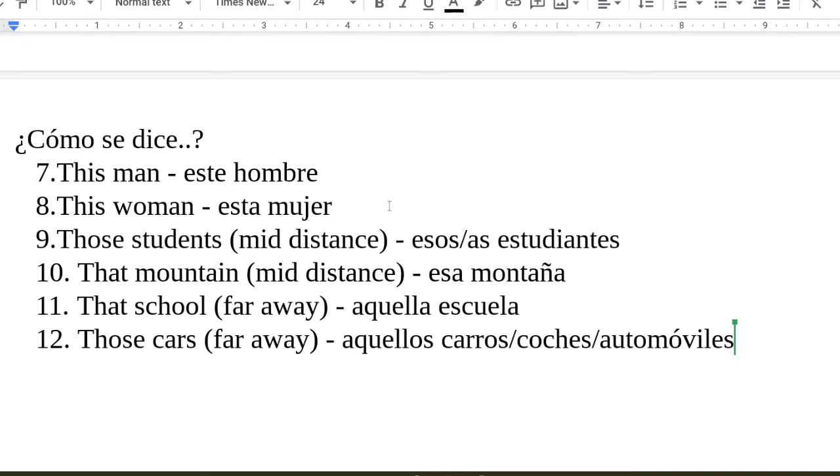That mountain would be esa montaña. That school, like really far away, would be aquella escuela. And then those cars would be aquellos carros or coches or automóviles, whichever word you use for car. They all happen to be masculine, plural, so it works out for all of them for aquellos.